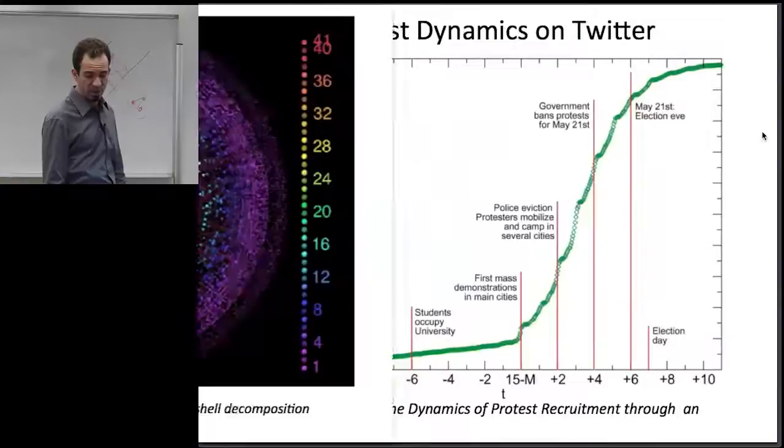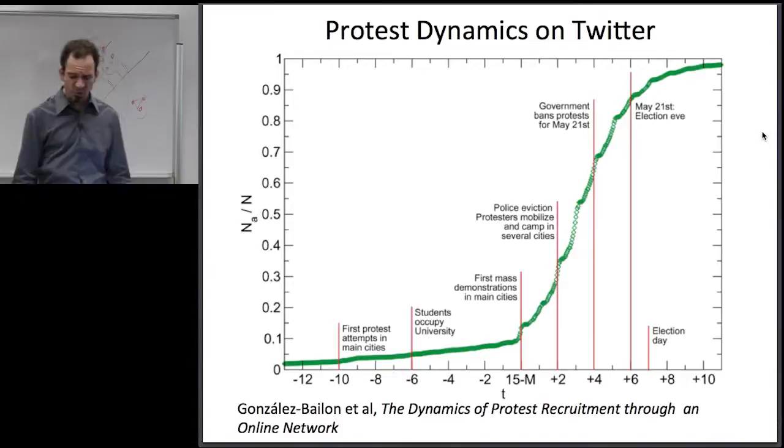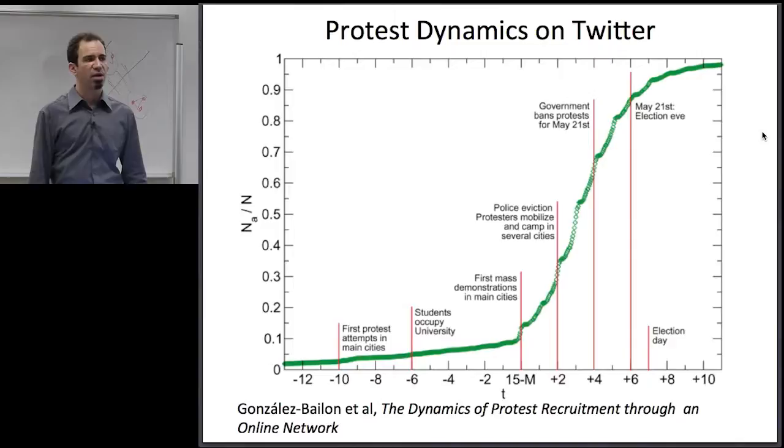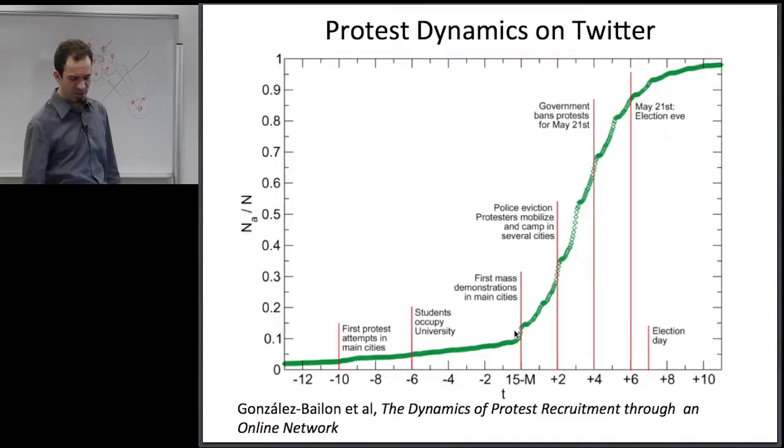This is a study, which is a great study. I think this is the best social network analysis study I've seen. In Spain, in May of 2011, there were a series of protests about the actions of the government, protesting austerity measures and such, culminating in a protest on May 15th, which is here marked at zero. And, you know, starting a couple weeks before that and going a couple weeks after that, leading up to the elections.